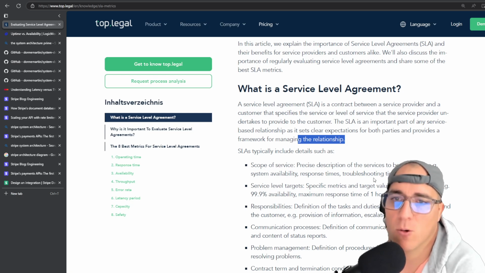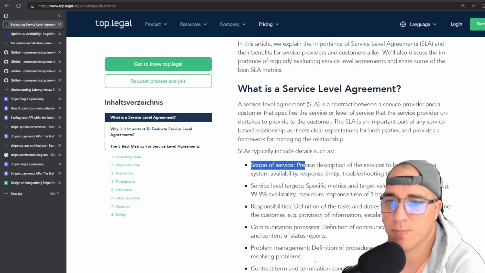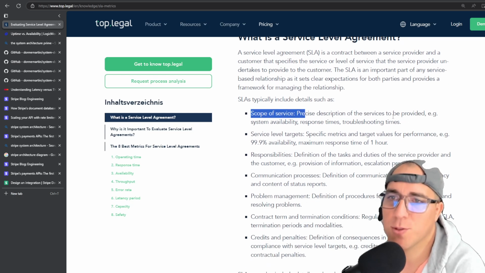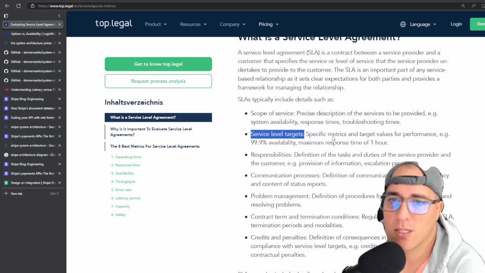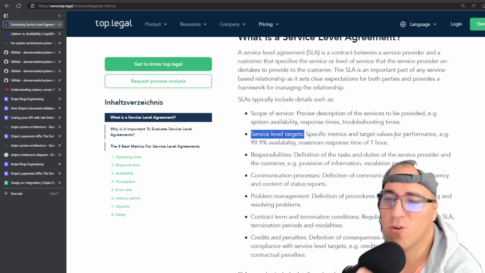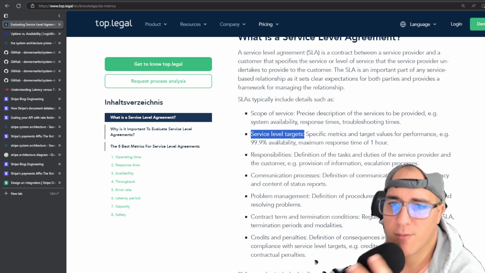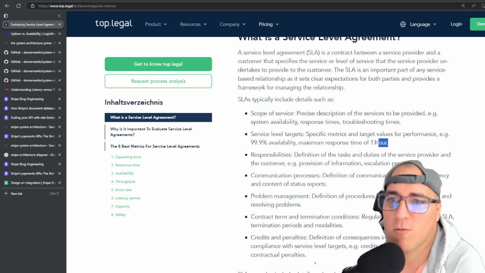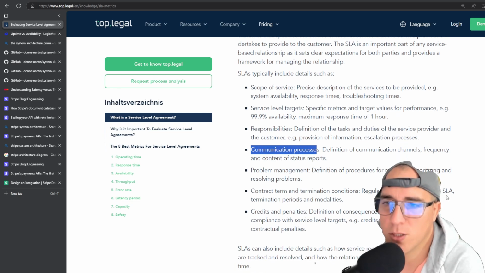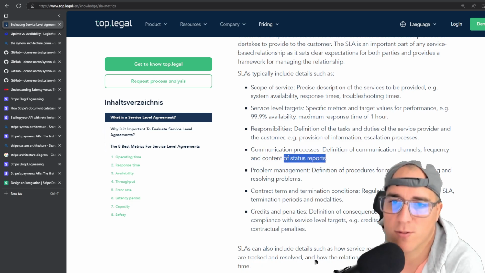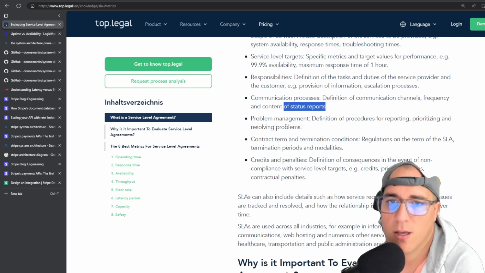An SLA typically includes details such as the scope of the service, which is a precise description of the service to be provided, system availability, response time, and troubleshooting times. Service level target: specific metrics and target values for performance, for example 99.9% availability, maximum response time of 1 hour. Responsibilities: definition of the tasks and duties the service provider owes to the customer. Communication processes: definition of the communication channel, frequency, and content of status reports in case of any problem.